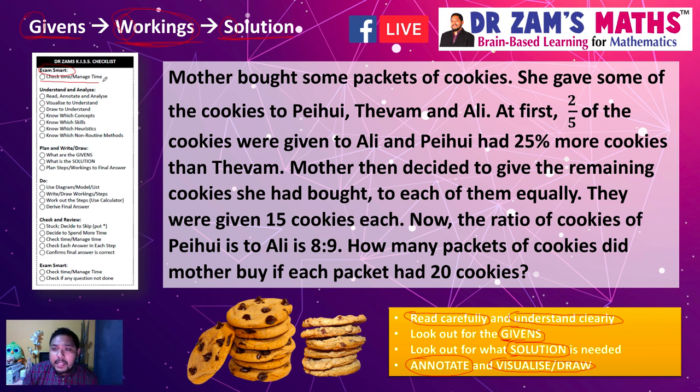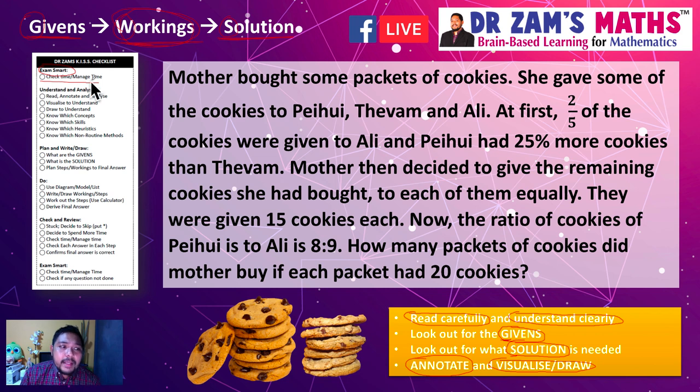So the very first step is your child always needs to check time and manage time, right? So if your child starts this question first, then your child needs to know how many marks is this question and how long your child has. So it's very important for your child to have a watch, alright? Because when you do problem solving, it's not just a matter of being able to solve the problem, but you need to be able to solve the problem with the time given to you, right?